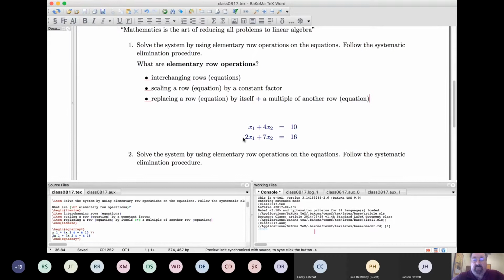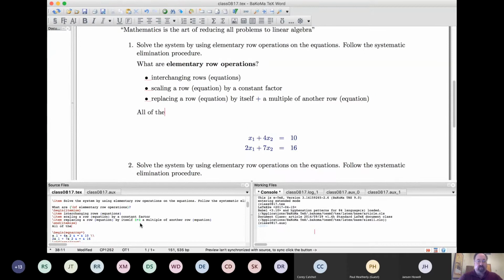For example, I could take this second row here and replace it by the sum of the two equations. I could add these together and get 3x1 plus 11x2 is equal to 26, and replace the second equation with that sum. That does not change the solution of this system of equations. Those are the manipulations that we perform, so we're just trying to use this to get the system into a form that's easier to solve.